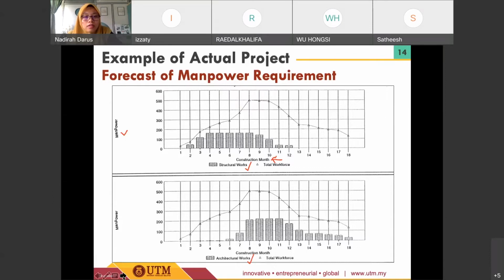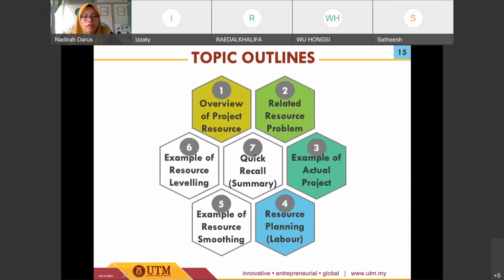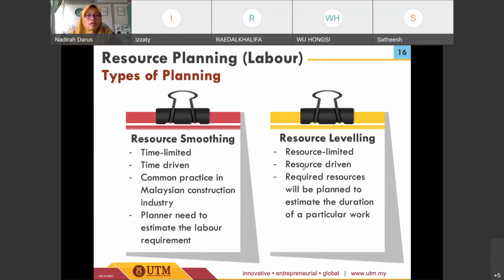All right, the next subtopic. So far we have covered up until here, an example of an actual project. The next one we have is resource planning, which specifically will cover labor or manpower.